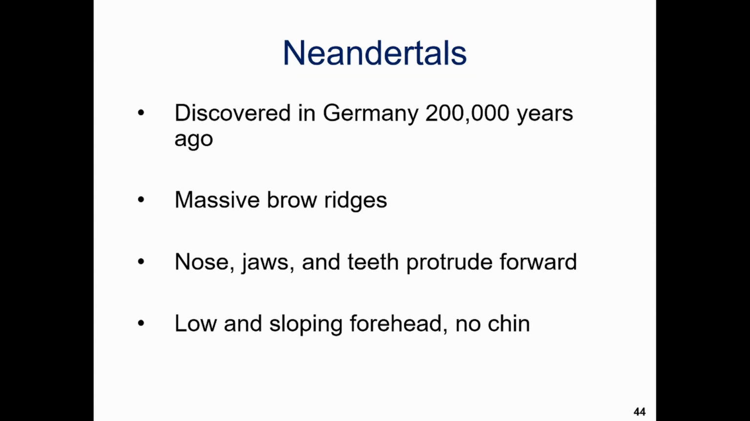Neanderthals were one of those other Homo species that we wiped out. These were discovered in Germany, and they lived about 200,000 years ago. They had massive brow ridges, and their nose, jaws, and teeth did protrude forward. They didn't really have a chin, and their forehead sloped forward and was low.